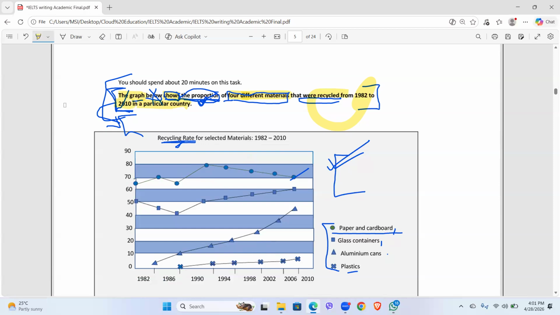Same trend भएकोलाई एउटा paragraph मा राख्दिने. So how many lines have the same trend? 3, right? Plastics, aluminum cans, glass containers. तीनटाको trend उस्तै छ नि. So it means that in one body paragraph we can write about these 3. अनि अर्को body paragraph मा you can write about paper and cardboard. है? किन त्यस्तो गर्ने?